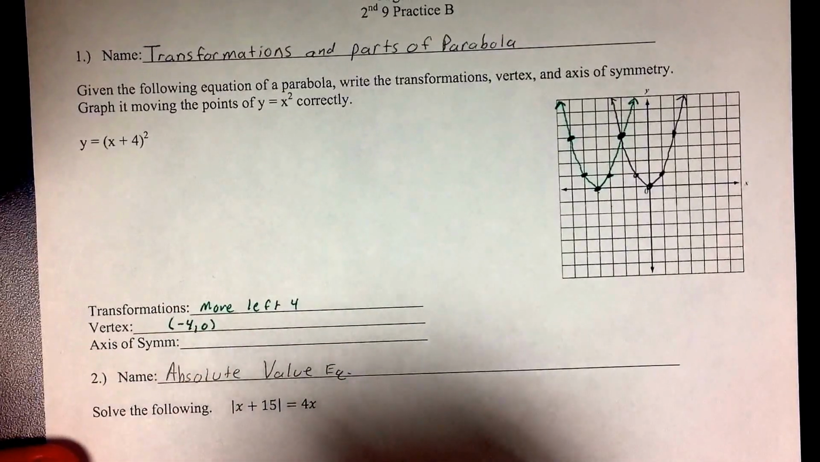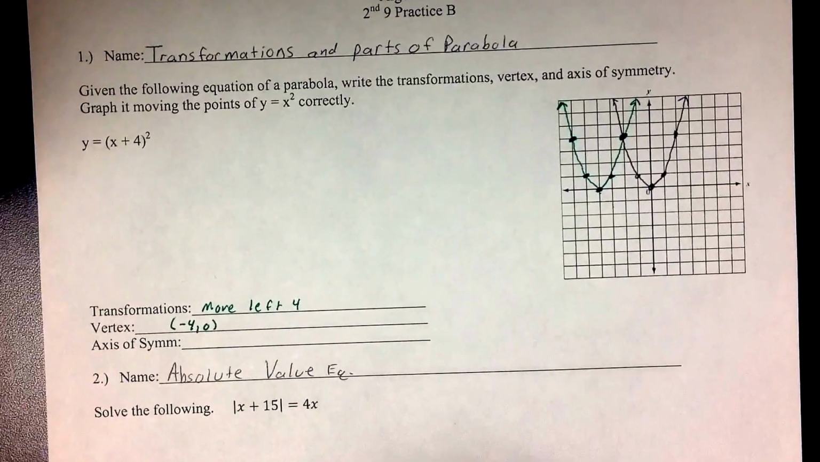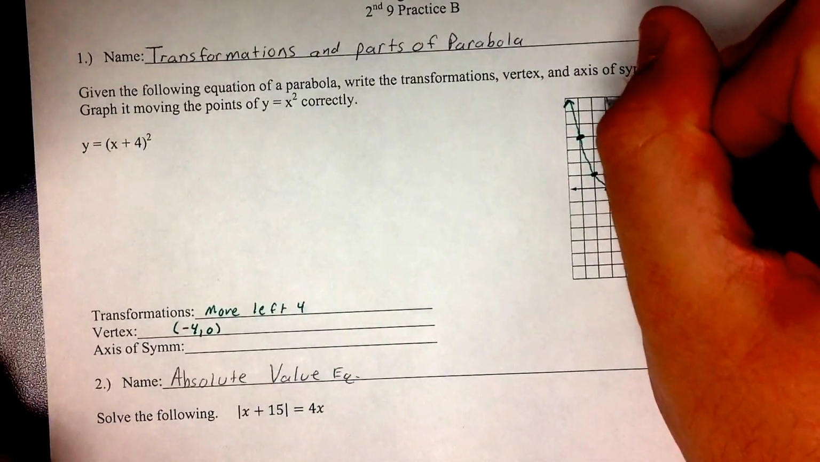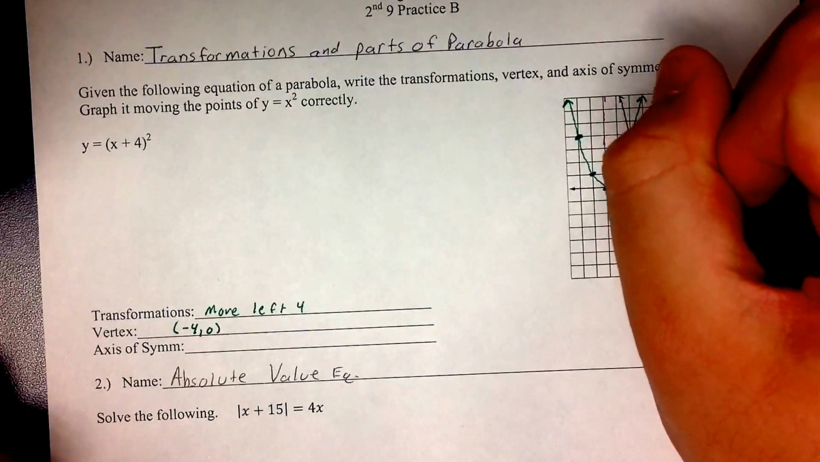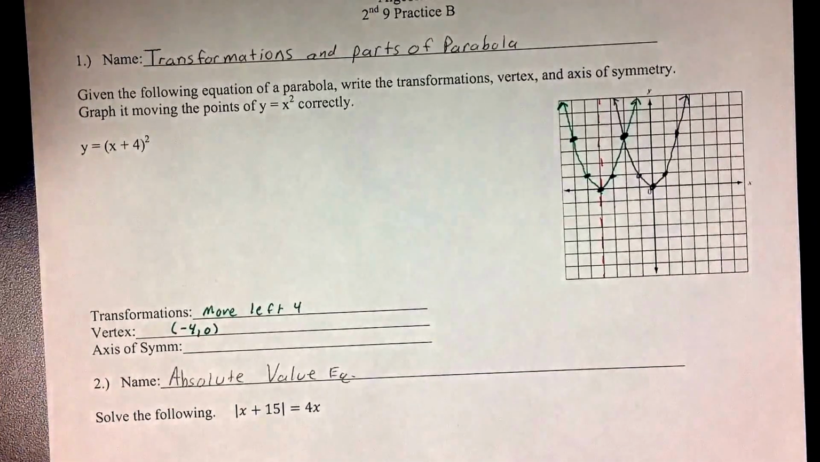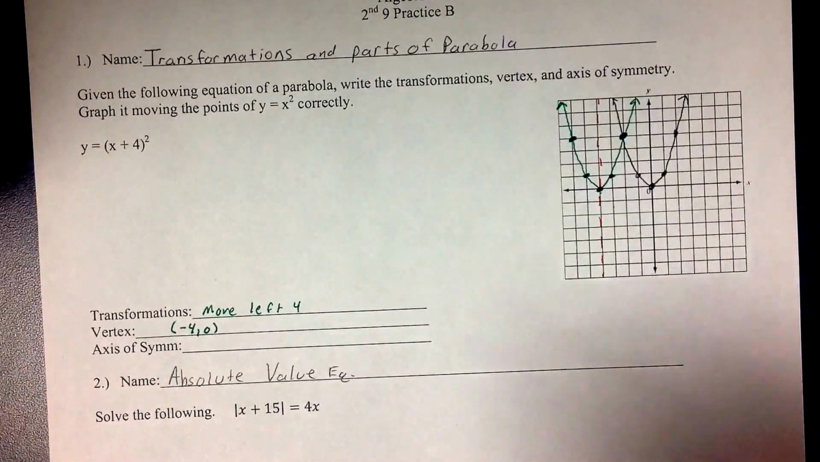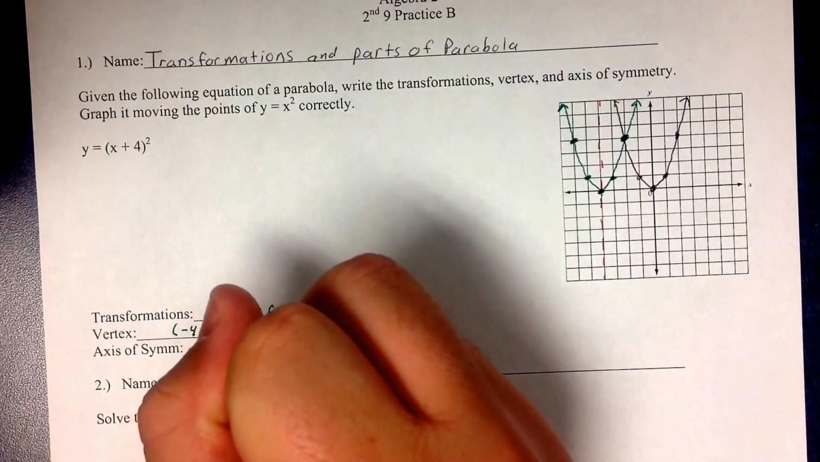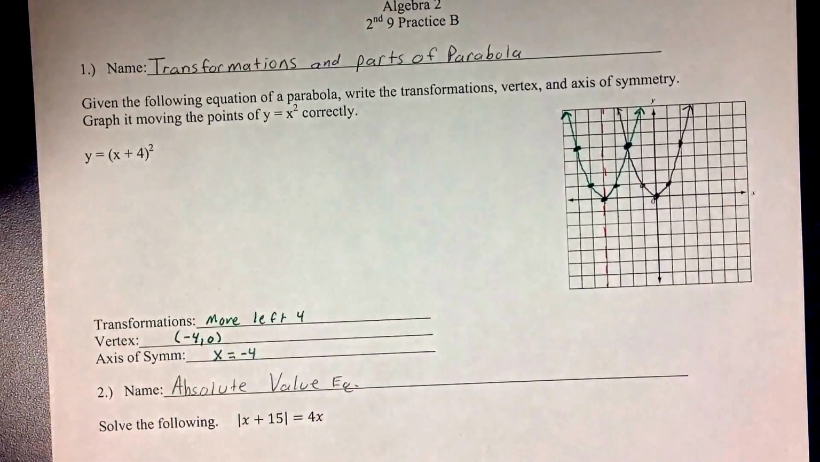And the axis of symmetry is that imaginary vertical line that goes through the vertex. So the axis of symmetry is this imaginary vertical line. And it's a vertical line, so it's x equals, and to be x equals the x coordinate of your vertex, which is negative 4.